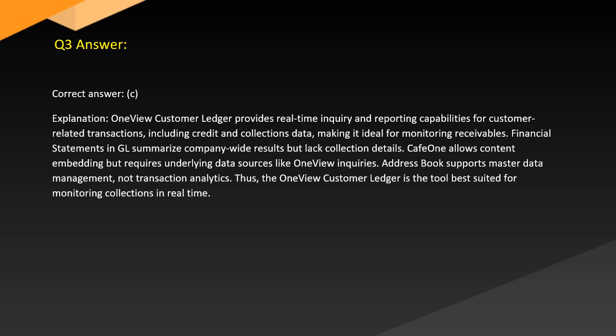Caphone allows content embedding but requires underlying data sources like OneView inquiries. Address book supports master data management, not transaction analytics. Thus, the OneView Customer Ledger is the tool best suited for monitoring collections in real time.